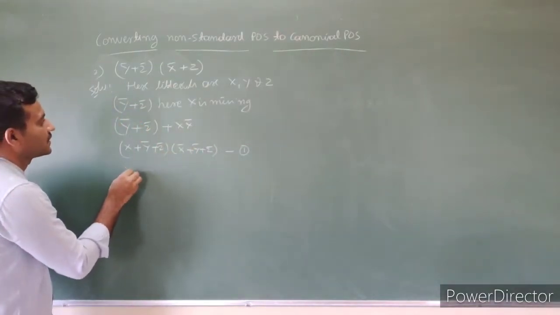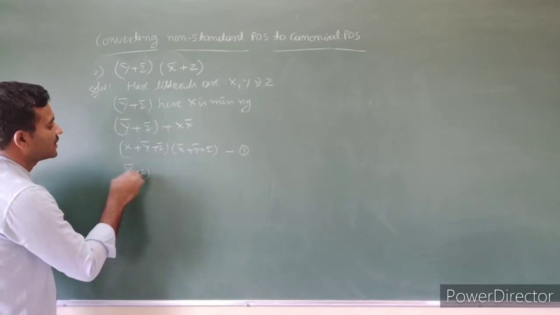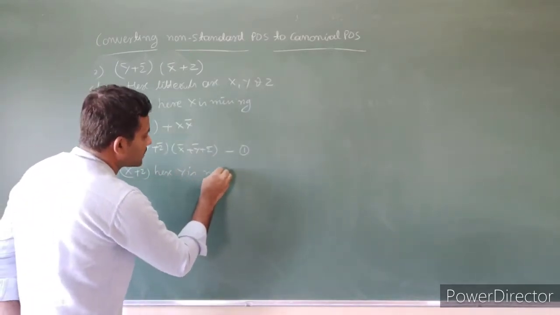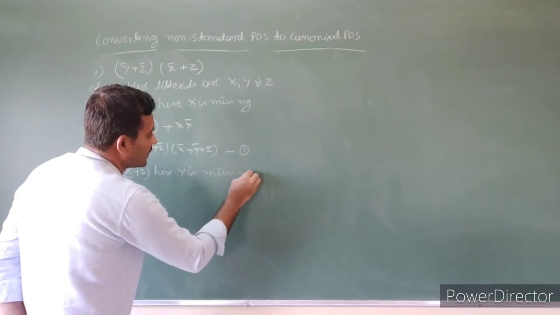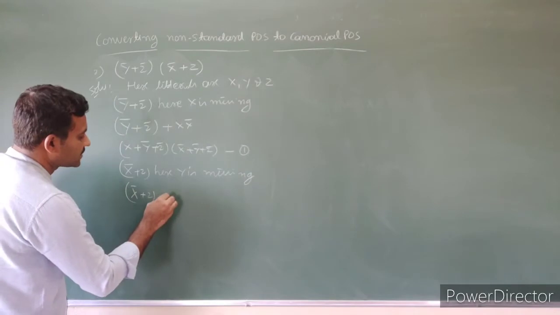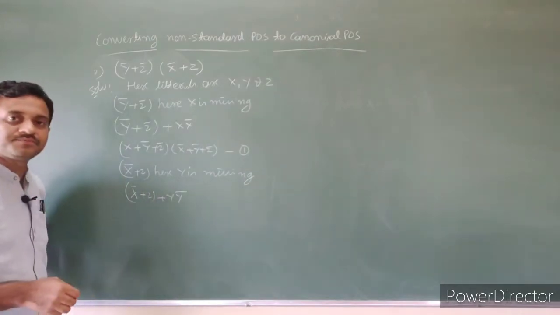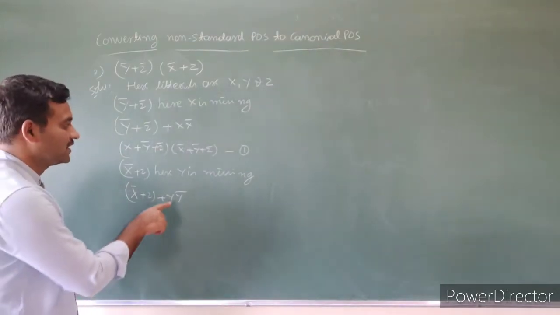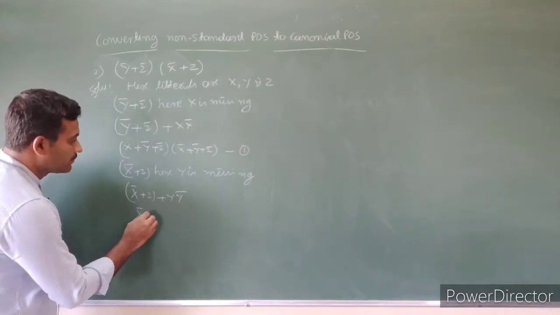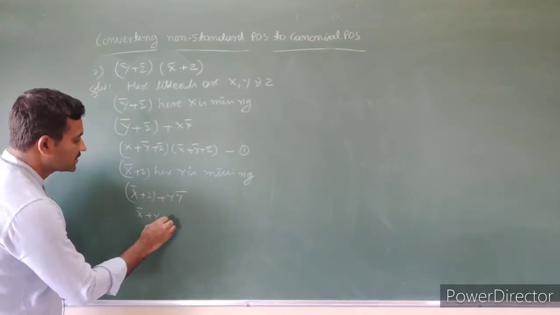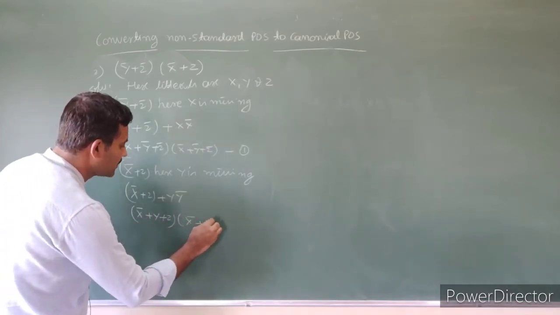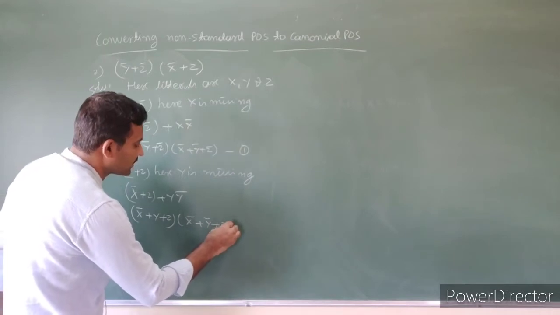Then consider the second term, that is x bar plus z. Here y is missing. So x bar plus z plus y bar, y bar missing and their complement. Apply distributive law. X bar plus y plus z, one term. Another one is x bar plus y bar plus z.